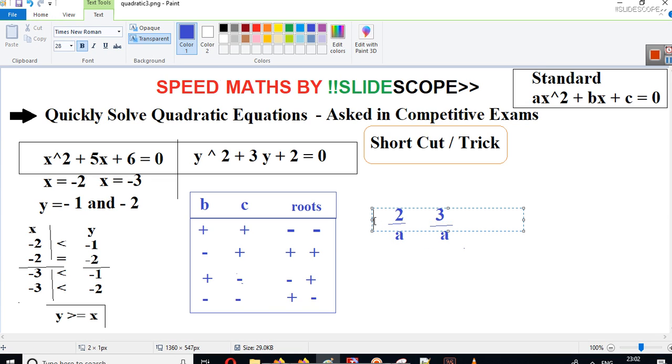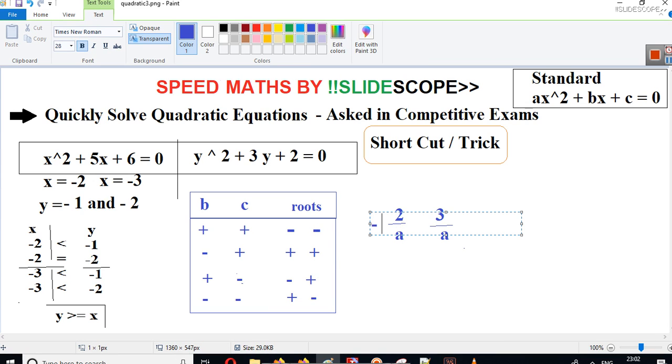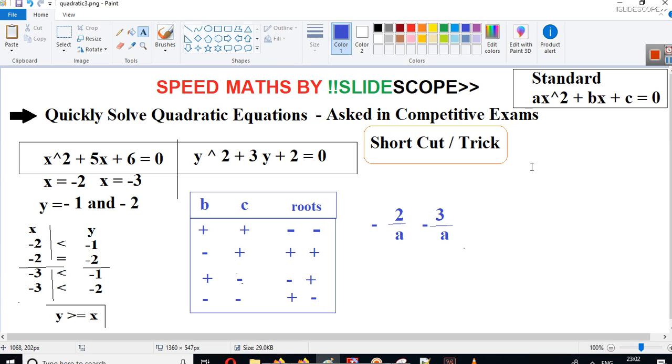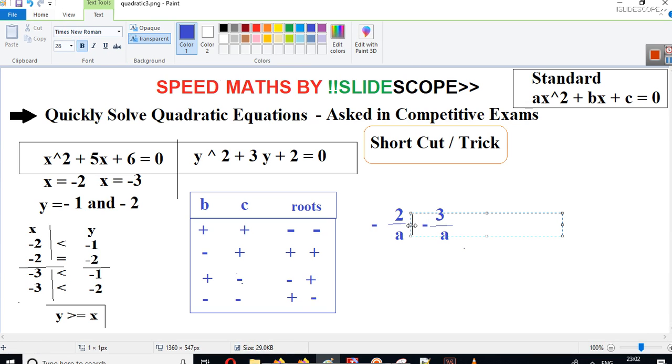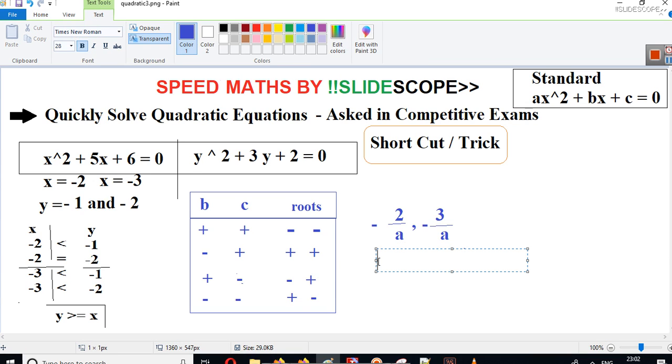And then see here, both b and c are positive, so the roots will be minus, minus. So you just have to put a negative sign here, and a negative sign here, and now these will be our two roots. Because the value of a in this case is 1, that's why minus 2 and minus 3 are our answers.